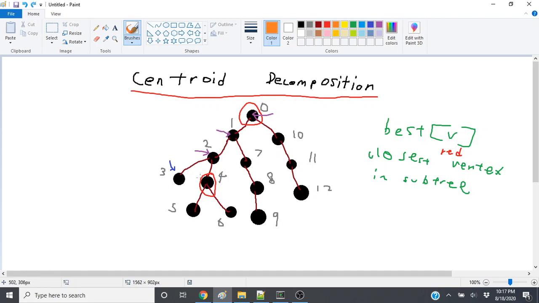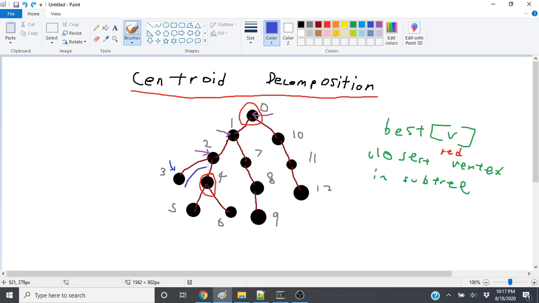So no matter what, if a red vertex isn't in the subtree, then the path to it will go through some ancestor. Which means we can use the best values here, here, and here, since we know that it's going to be in its subtree. Because if it's not in this vertex's subtree, then it'll be in a higher one, such as, for example, this one.